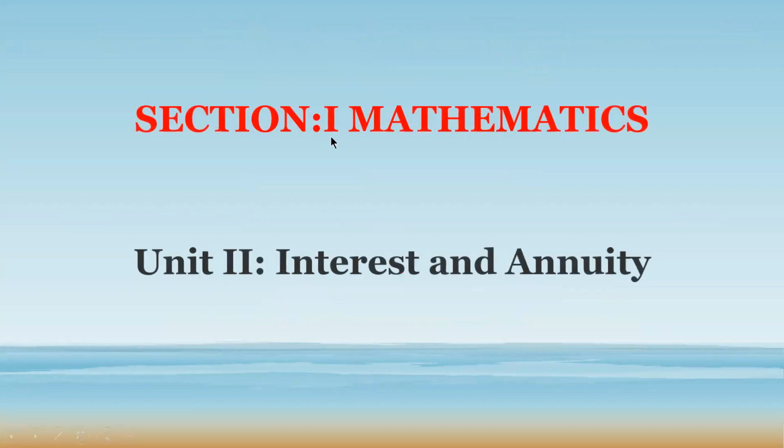So we are in section 1 Mathematics, in that unit 2 Interest and Annuity. In the last lecture we have seen what is annuity, what are the various terms we have defined related to annuity, what is annuity immediate, what is annuity due, and how to find out the accumulated value of annuity. Today we will see how to calculate the present value of annuity.